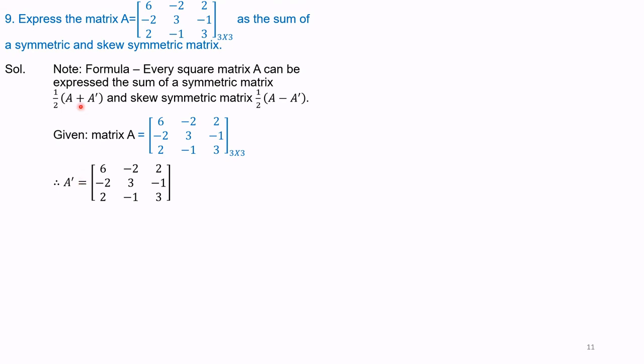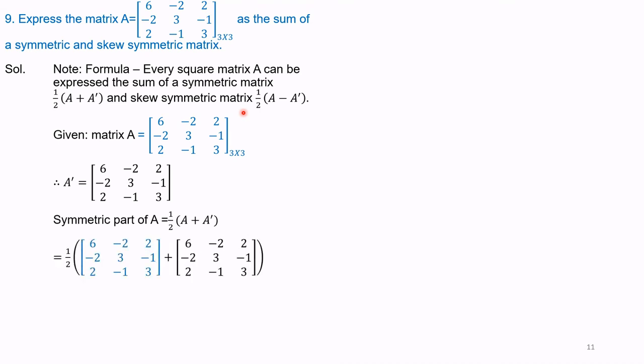Now we have to perform half of A plus A dash and half of A minus A dash. Half of A plus A dash will be the symmetric matrix and half of A minus A dash will be the skew symmetric matrix. So let us do it. Symmetric part: it becomes half of A, the given matrix, plus A dash, copied from the above two. This is from equation 1 and this is from equation 2.